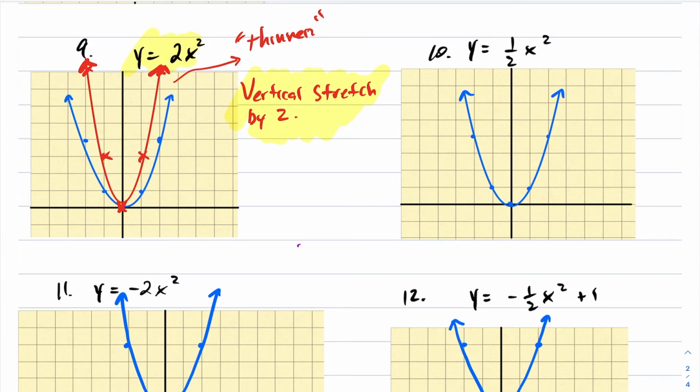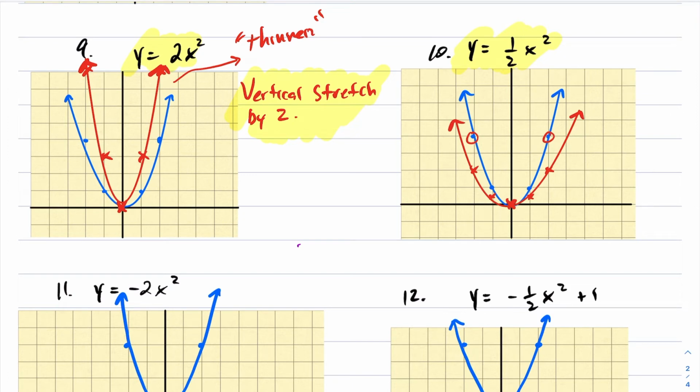Okay. Now, let's take a look at number 10. Now, instead of putting a 2 in front, how will a half affect the result? Well, if I take 0 and multiply by a half, it's still 0. However, if I take 1 and multiply it by a half, it's a half. This would also be a half on this side. If I take 4 and cut that in half, you're down to 2. And obviously on the other side, we're also down to 2. So what you have here is a parabola that is a lot wider.